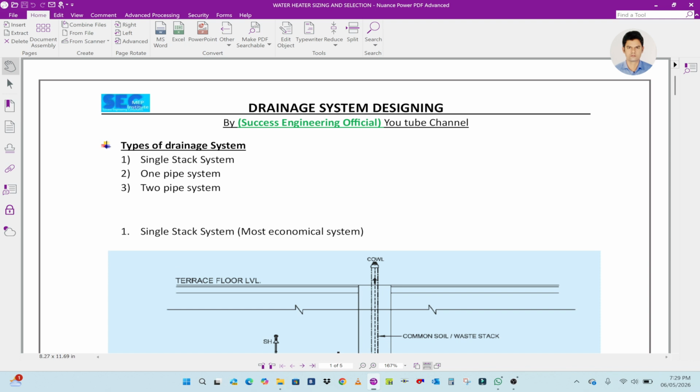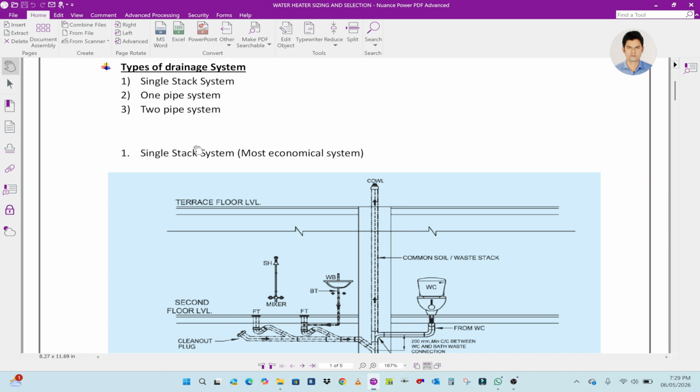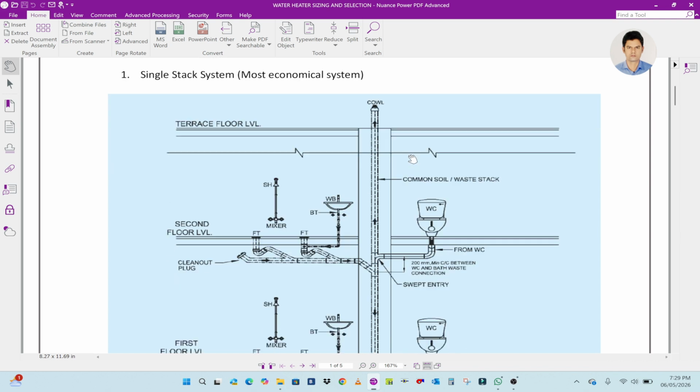So you can see here, these are the notes for the drainage system designing. In this designing, there are three types of drainage system. First one is single stack system, second one is one pipe system, and third one is two pipe system. Let us learn one by one about each system. So first one is single stack system, which is the most economical system.